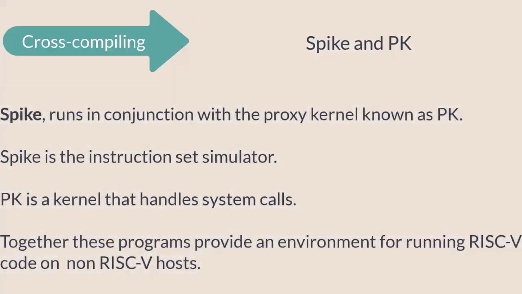Basically, Spike is a RISC-V instruction set simulator that can execute RISC-V binary programs on non-RISC-V systems. It lets the programs run as if they were executing on RISC-V native hardware. Proxy kernel PK provides a lightweight kernel that can handle system calls from RISC-V binaries. Spike and PK work together to provide a working framework for the code on non-native RISC-V hardware.